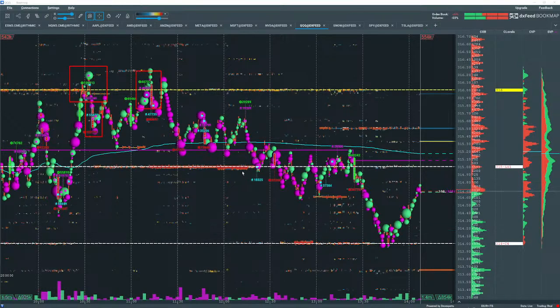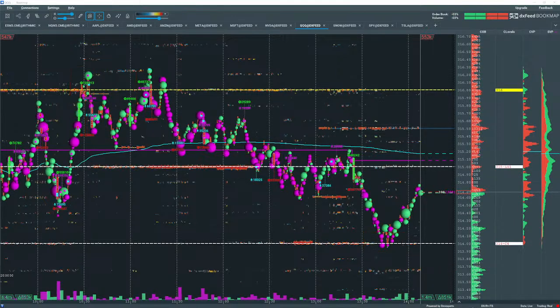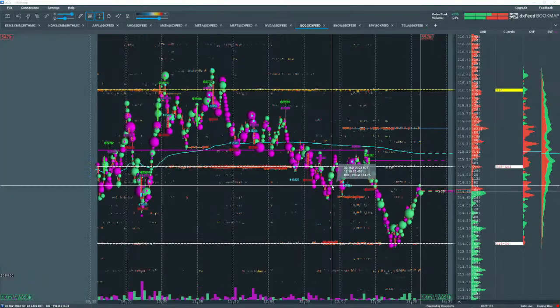to the 315 large gamma 1 level, and there's some liquidity at that level. There was. And then the 314 combo 4 level. So these numbers indicate the significance of the gamma at that level, with 1 being the highest and 5 being the lowest. Still not a lot of range in QQQ today.